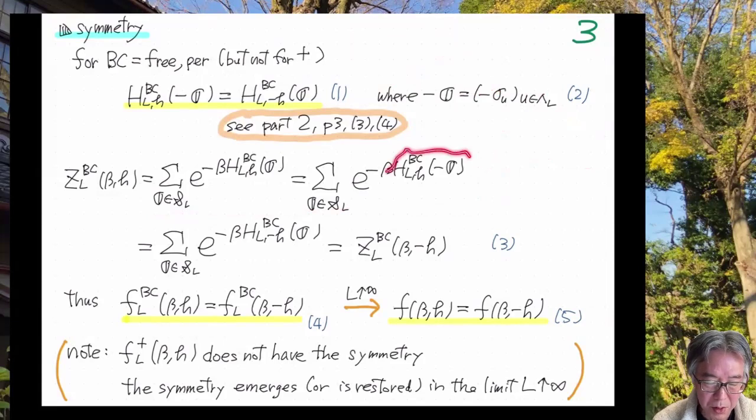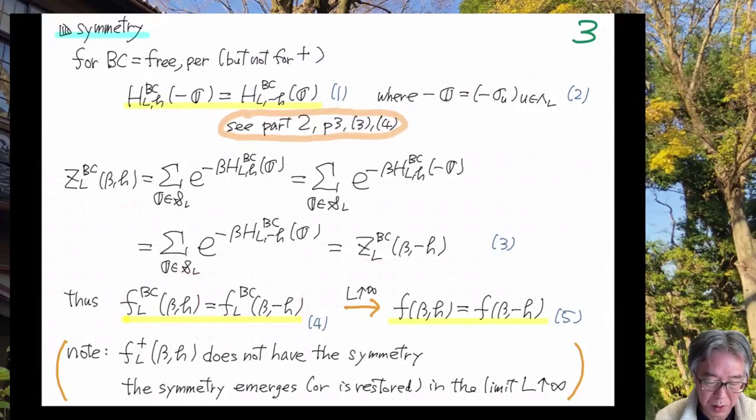Now I use this symmetry here, and this can be written in this way. But if you look at this, and if you recall the definition, this is nothing but this. Okay. So now you simply take the log and divide by minus beta L squared to get the free energy density. And of course, from this, you see that the free energy density also satisfies this.